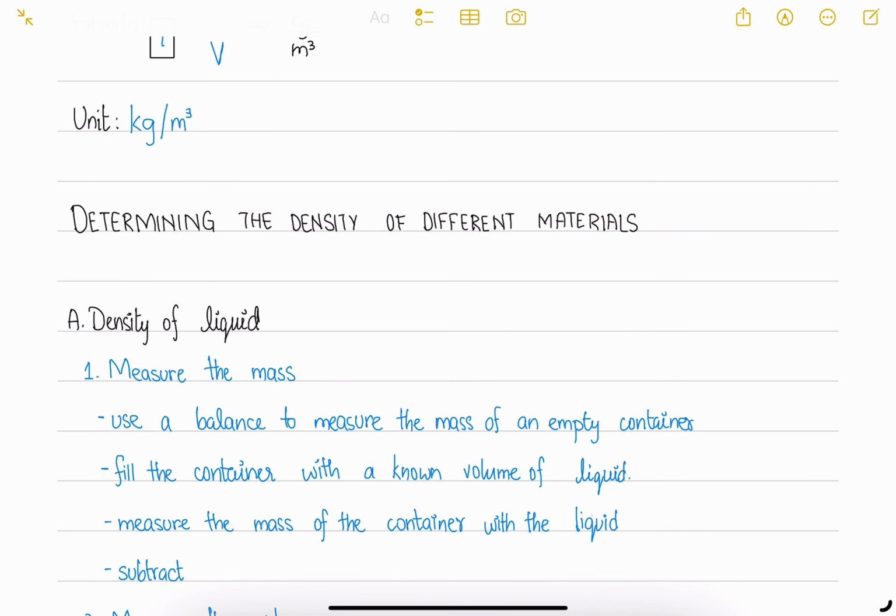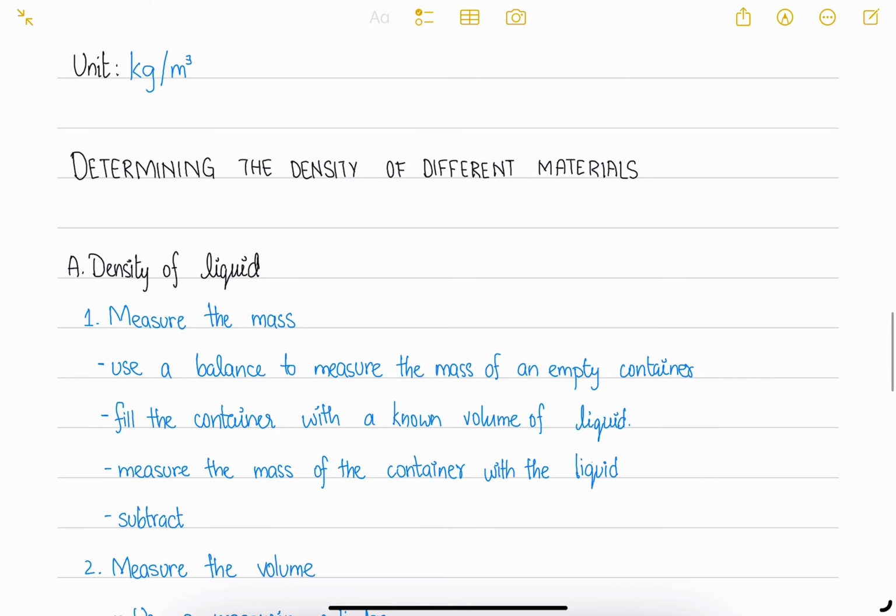We have to take a balance and measure the mass of an empty container, let's say a beaker, and then we fill the beaker with a known volume of the liquid. We measure the mass of the container with the liquid, and then we subtract the mass of the empty beaker from the mass of the beaker plus the water. So when we subtract that, we'll get the mass of the liquid.